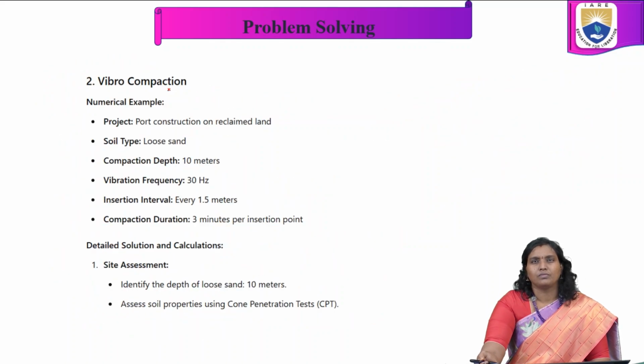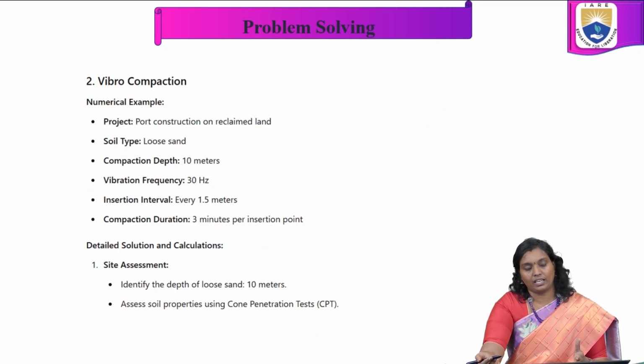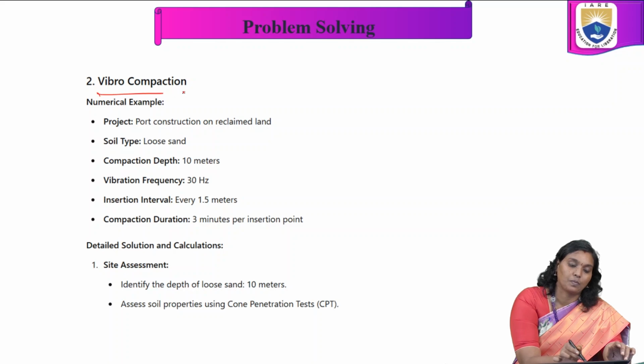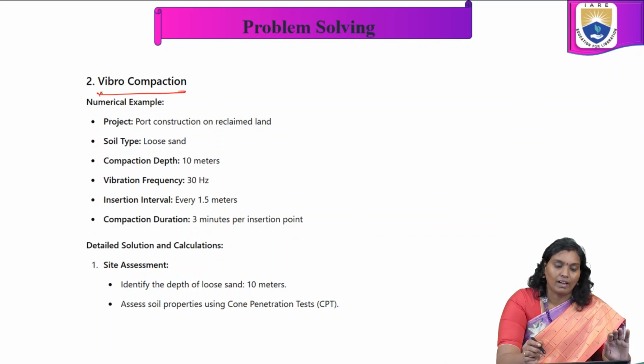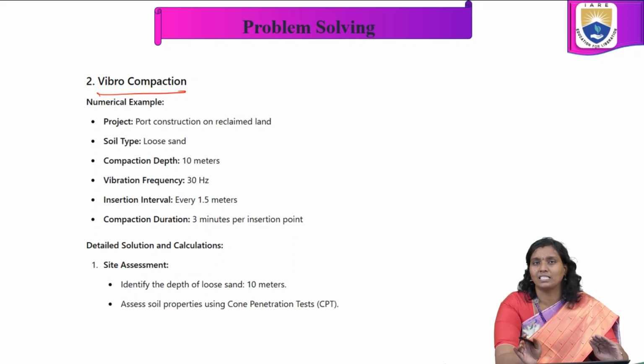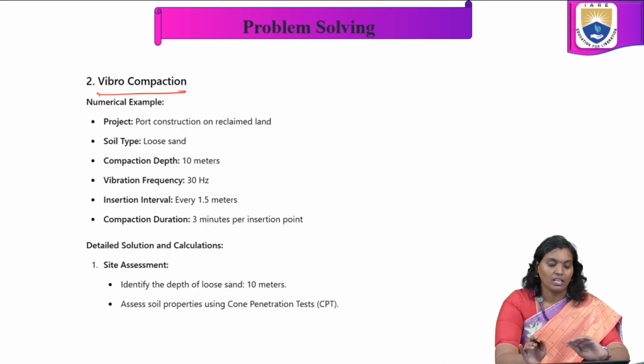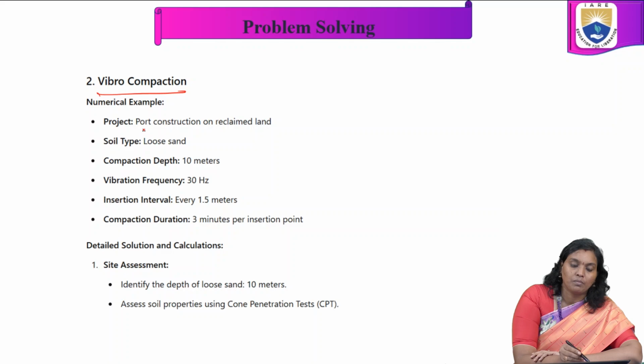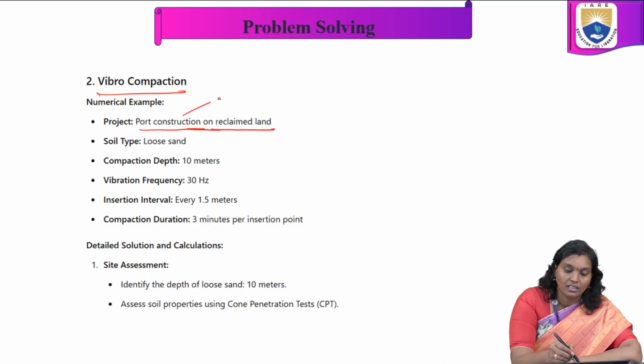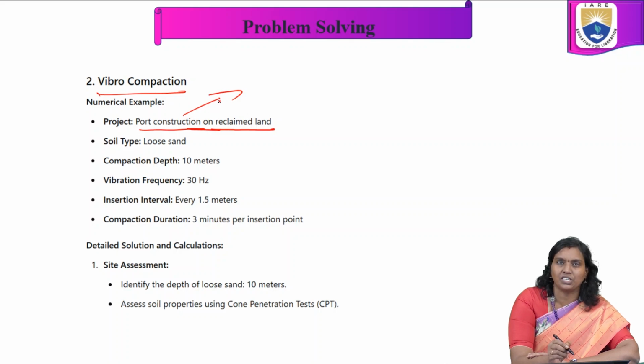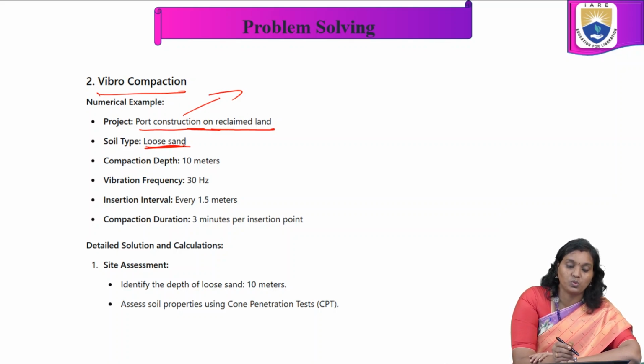Now we are going to one more technique, that is vibro compaction, in mechanical modification. In mechanical modification, this is one of the techniques we choose for getting the desired properties of the soil. Here also the project is port construction on reclaimed land. The soil type is loose sand. The compaction depth is 10 meters.